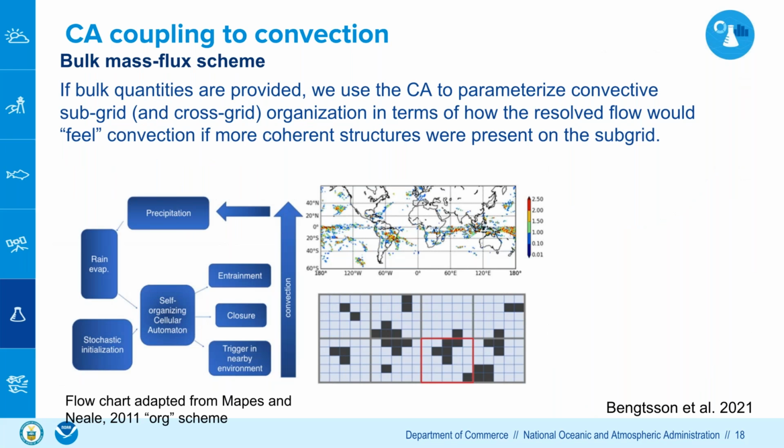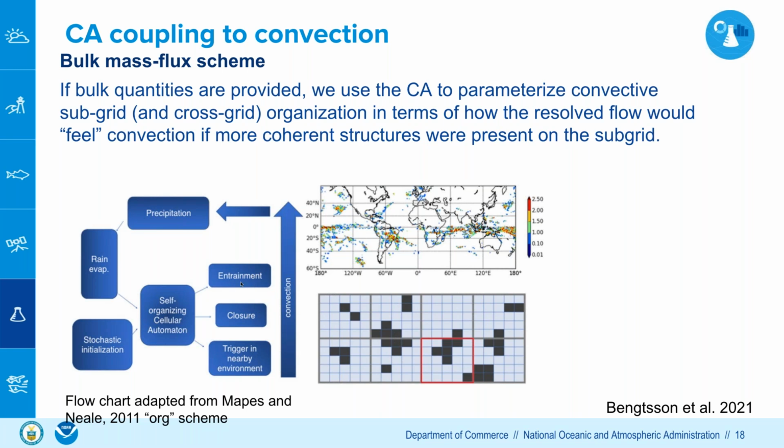So if we have a bulk mass flux scheme, so you have bulk quantities that are provided, in this case we use the CA to parameterize this convective subgrid and cross-grid organization, in terms of how the resolved flow would respond to more coherent structure on the subgrid. So in this sense, you could have a cellular automata self-organizing across adjacent model grid boxes. And in this sense, we say, okay, because we had convection here that was coherent, we're also going to have convection in the adjacent grid box that is more coherent. And this coherent structure is going to have a feedback on a convection scheme.